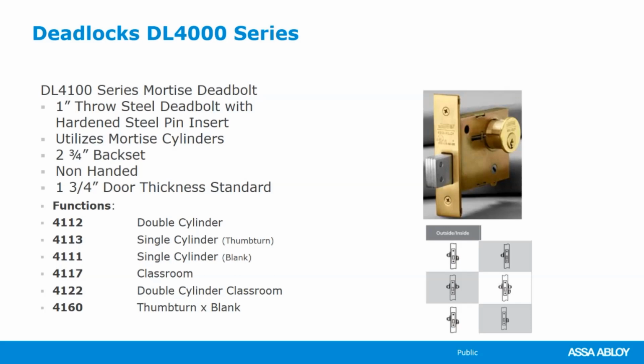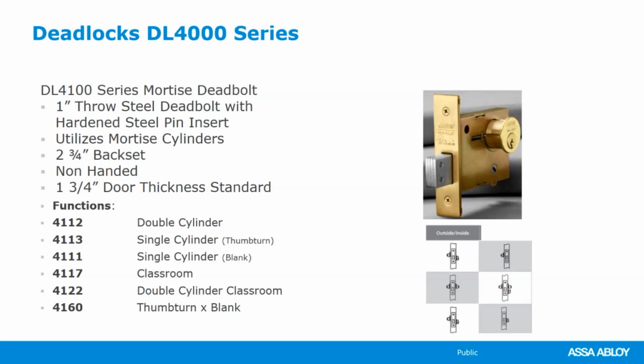DL4100 to be specific. And that utilizes a 1-inch throw, steel deadbolt, also has a hardened steel pin insert in it as well. But this deadbolt is what we call a laminated stacked deadbolt, where there's actually multiple pieces of steel fastened and laminated together to create strength and hide the hardened steel insert inside of it. Also utilizes a 2 3/8 back set. It is non-handed, designed for an 1 3/4 door thickness.